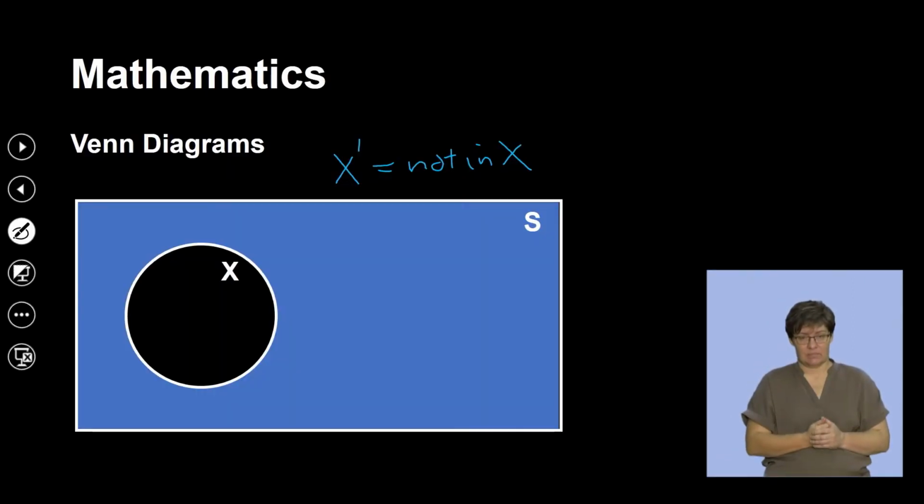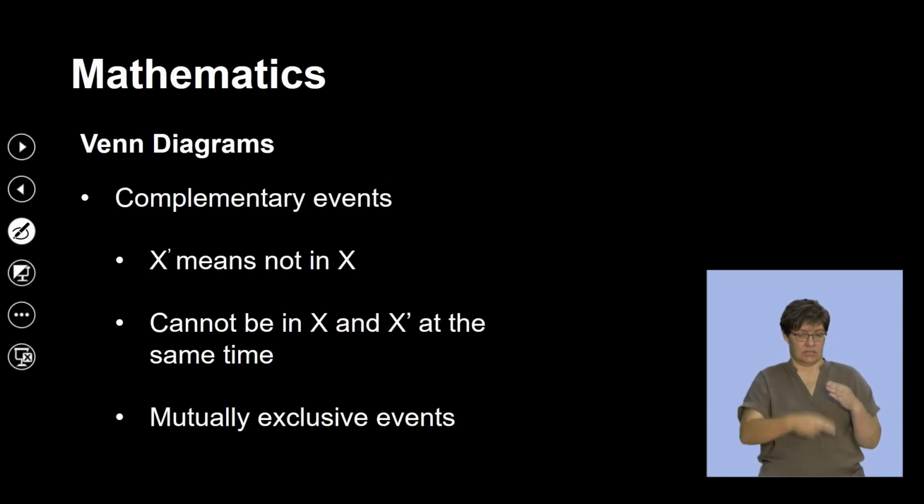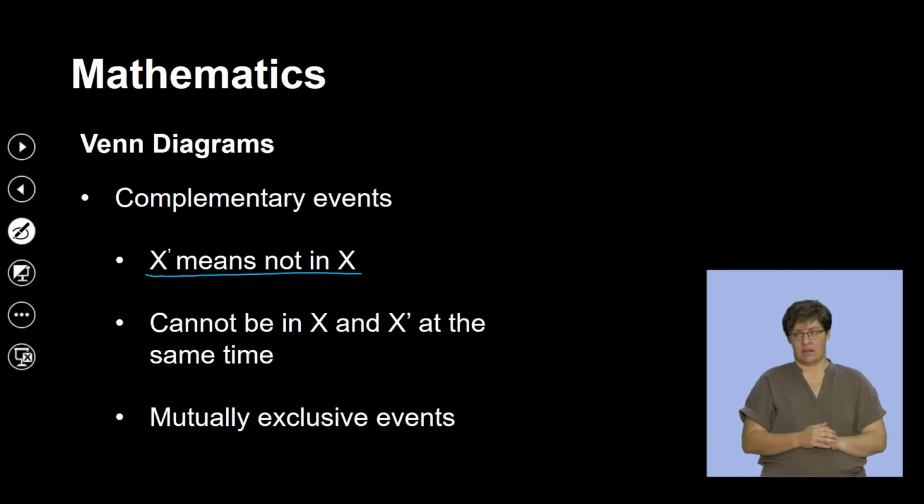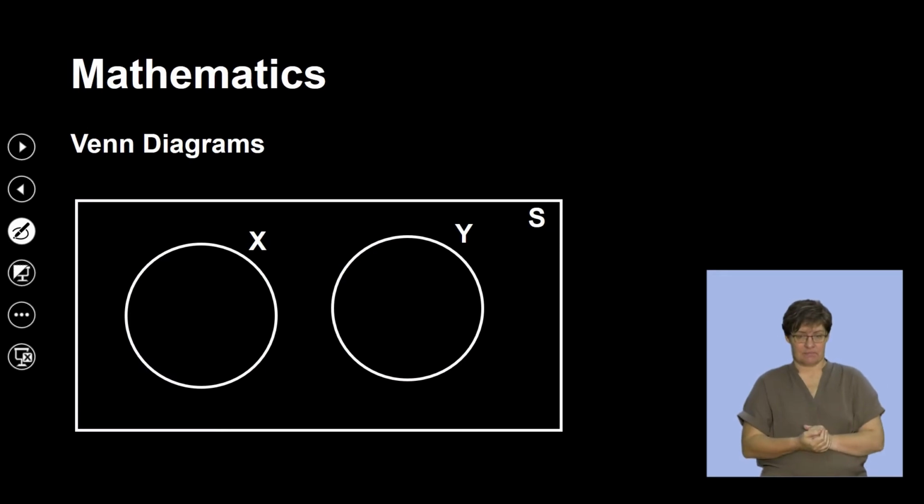So let's summarize that result. In a complementary event, X prime, or X dash, means not in X. They cannot happen at the same time, and we notice that these are mutually exclusive events. Here's another representation of mutually exclusive events. Here we have two mutually exclusive events, X and Y. Notice that there is no intersection.